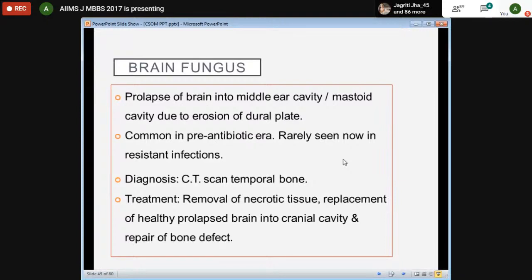What is brain fungus? Brain fungus is a prolapse of brain into the middle ear cavity. This usually happens when we do the surgery and a significant part of bone is removed, or accidentally removed, through which the brain starts prolapsing and comes out into the middle ear. One is iatrogenic, and second is accidental. Sometimes there is an accident and a bone is fractured and removed, and third is through erosion of the bone. The treatment is removal, because the tissue which comes into the ear becomes necrosed. So we remove the tissue, replace the healthy tissue back into the cranial cavity and repair the bone defect. That is brain fungus.